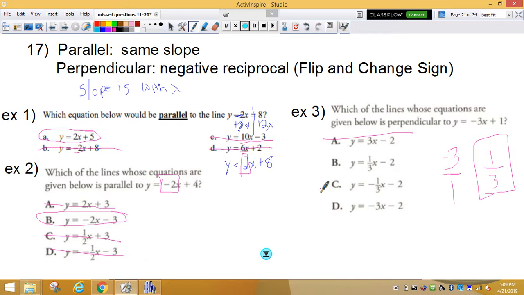So it's not A or C or D. The right answer is B. It had the positive 1/3. So remember, perpendicular, you flip it and you change the sign. If it was positive, it would be negative. If it was negative, it would be positive.